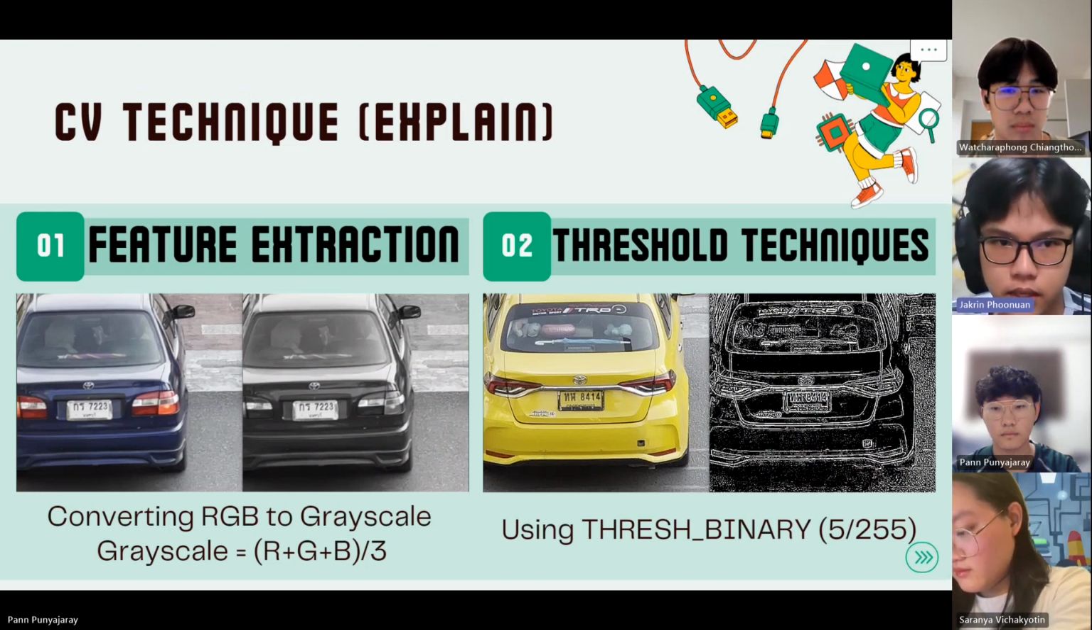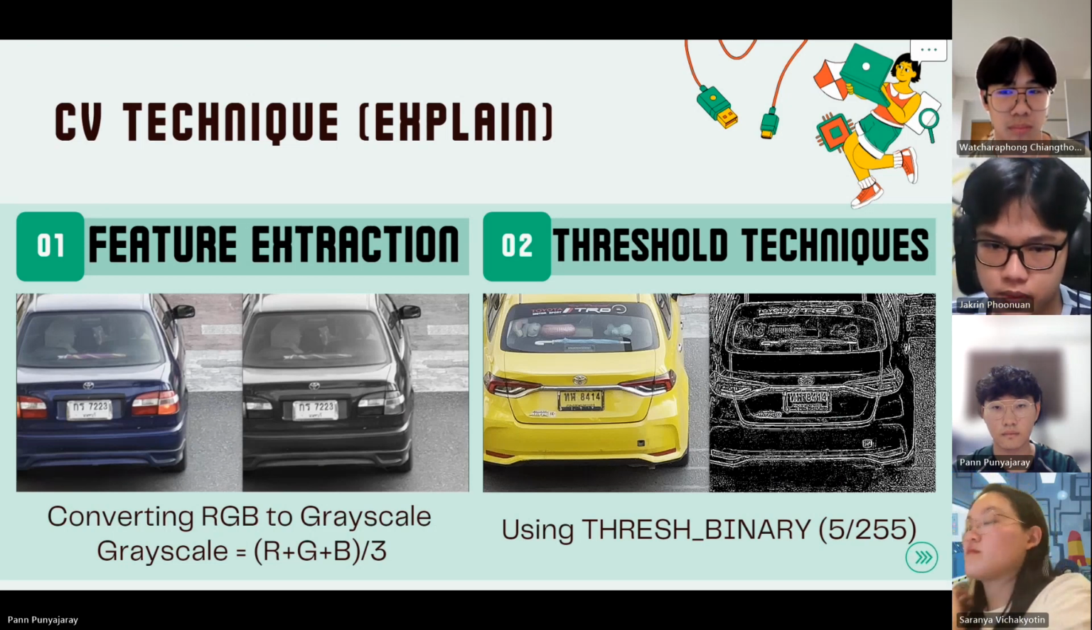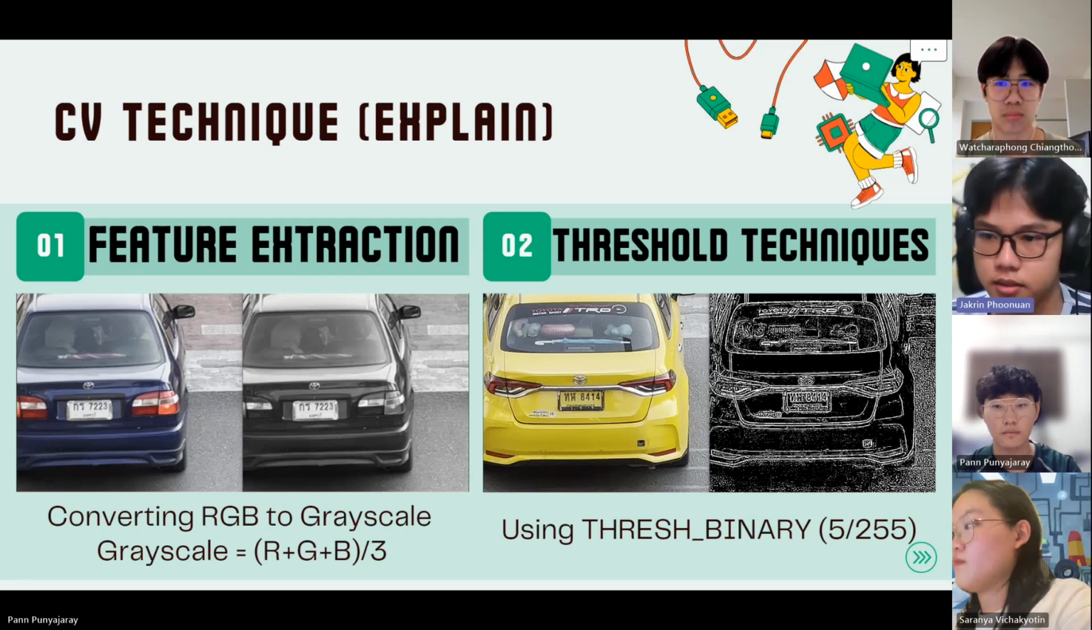And the second technique, I'm choosing the ratio technique. The type of ratio technique I'm choosing is binary, and I set the input to be 5. This is suitable enough to use with the contour to extract the license plate. Next.